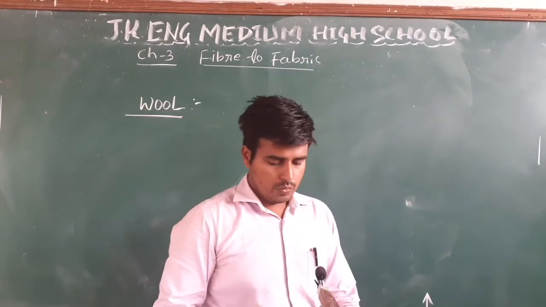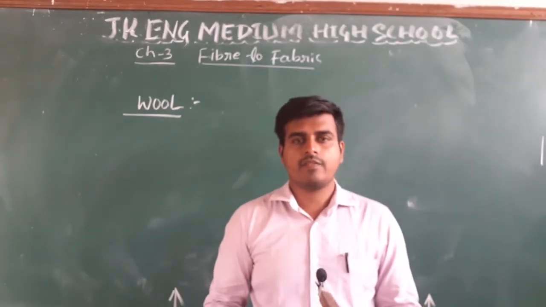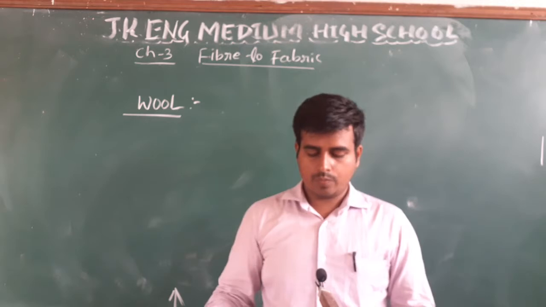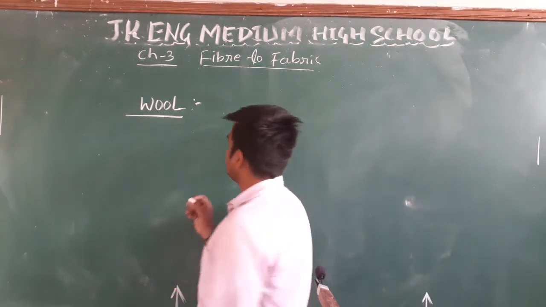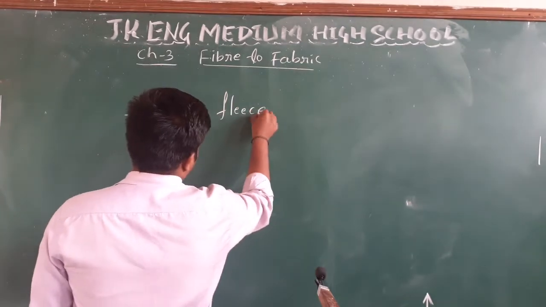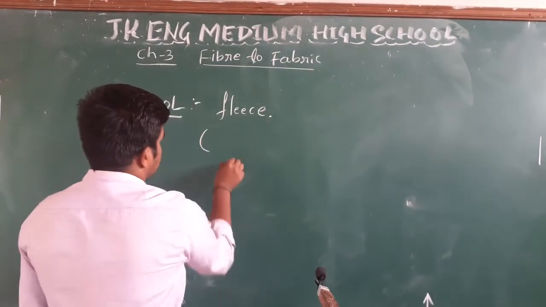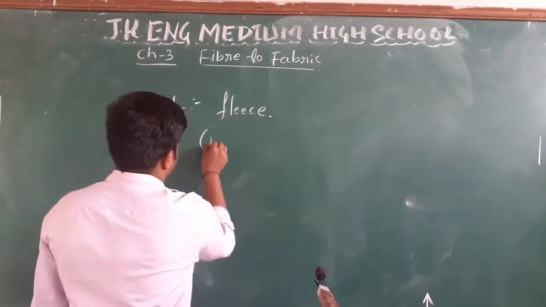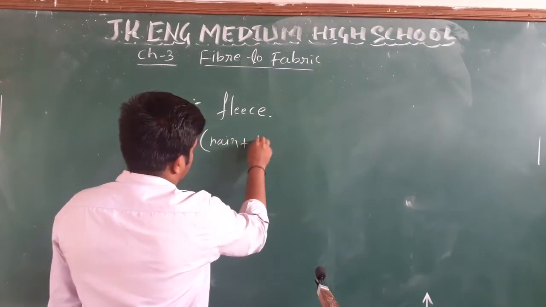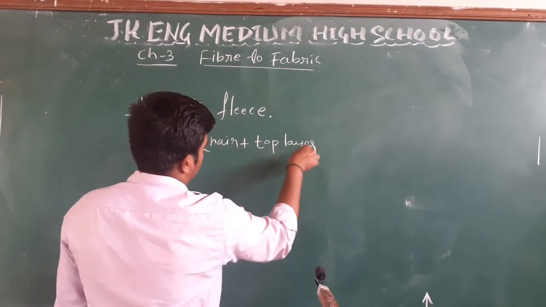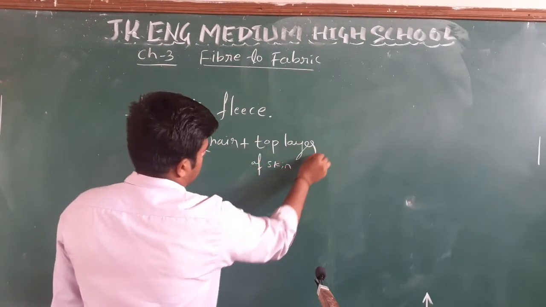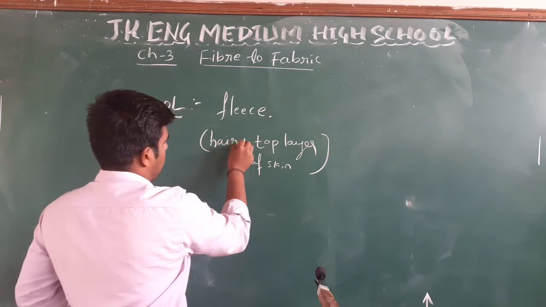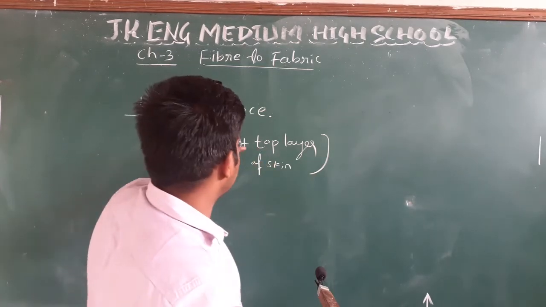So what do you mean by wool? Wool is an animal fiber. It is a fleece taken from the sheep, goat, yak and some other animals. What do you mean by fleece here? Fleece is nothing but hairs plus the top layer of the skin. One word is given for these two: hairs plus top layer of the skin together is known as a fleece.